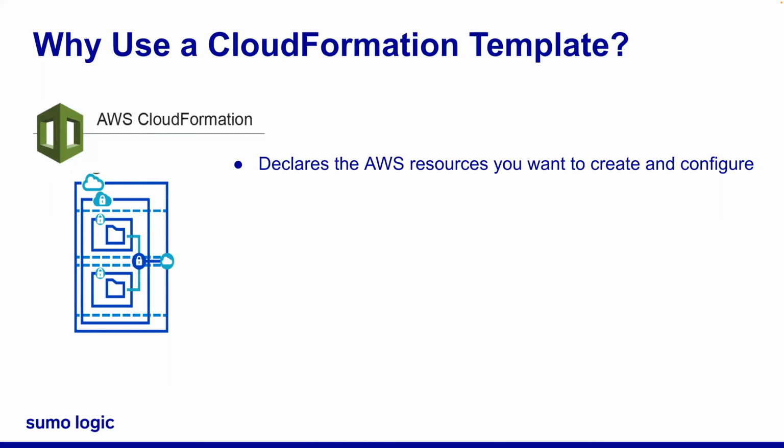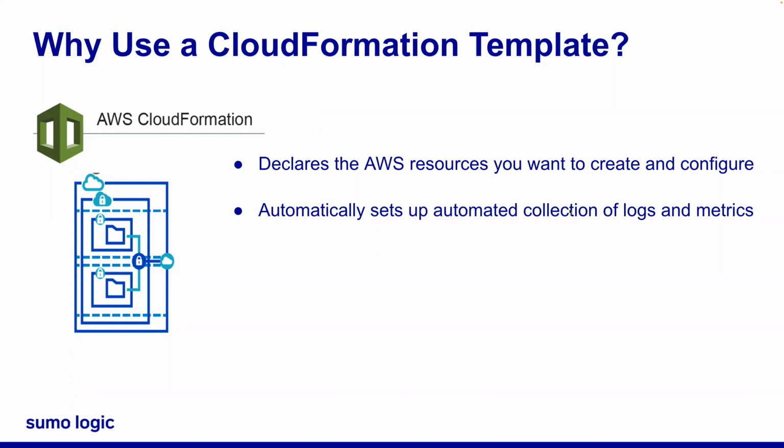But to deploy the AWS observability solution, we need to use an AWS CloudFormation template. Using this template, we can declare, as it shows here, the AWS resources, once again, we want to create and configure. The template is going to allow us to automatically set up automated collection of logs and or metrics from AWS to Sumo Logic and install out-of-the-box dashboards in Sumo Logic.